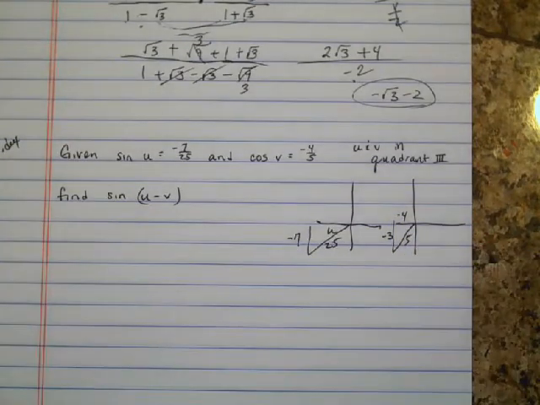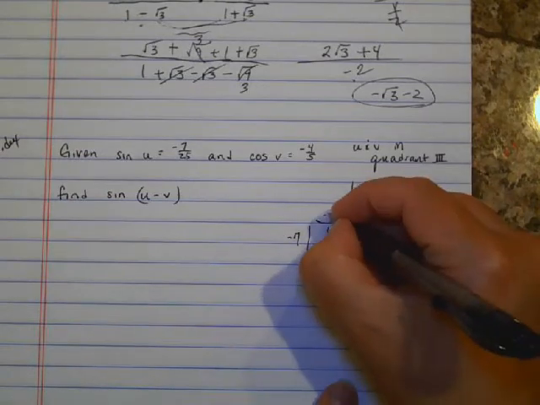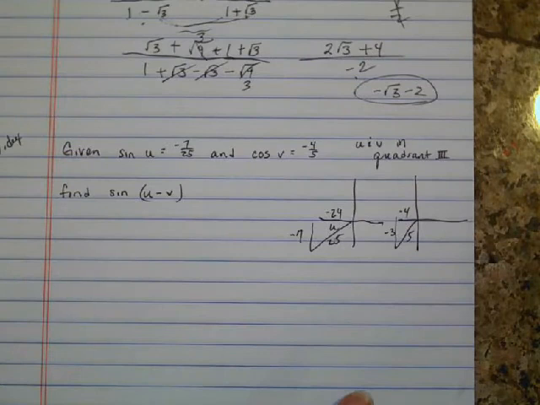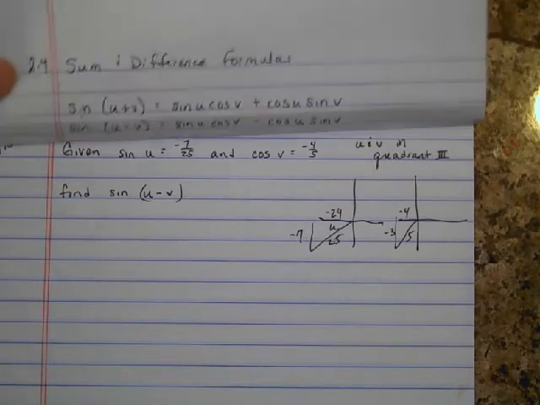And then if I did Pythagorean theorem there, I'd have -7 squared plus x squared equals 25 squared. So I get 24, so 7, 24, and it's going to be negative because it's in the third quadrant. So if I want to find sine of u minus v, I'm going to need to use my sum and difference formulas.